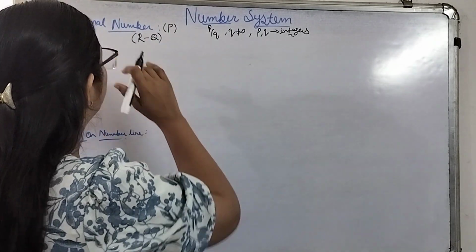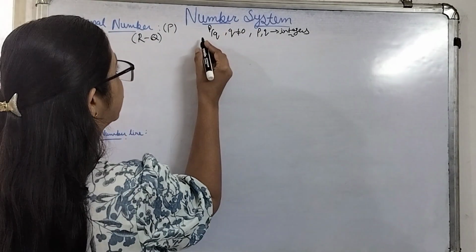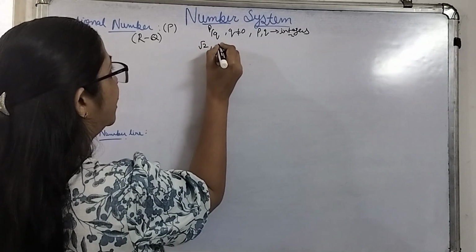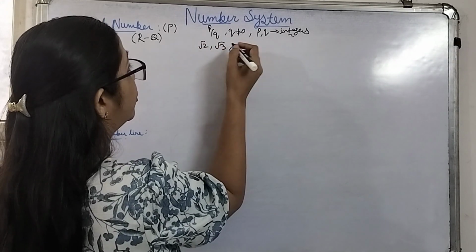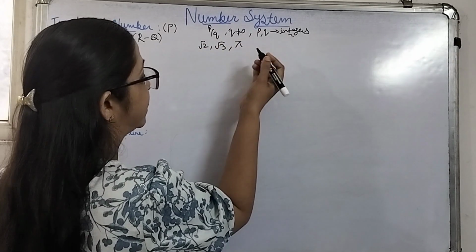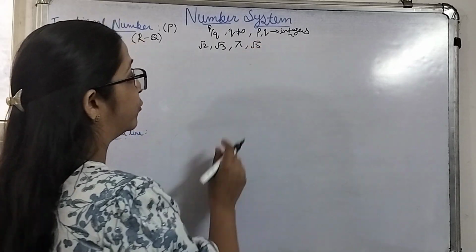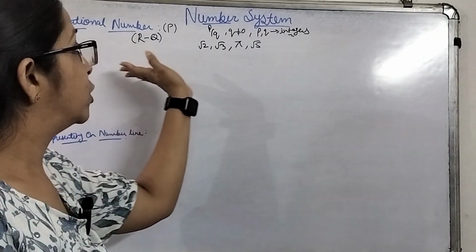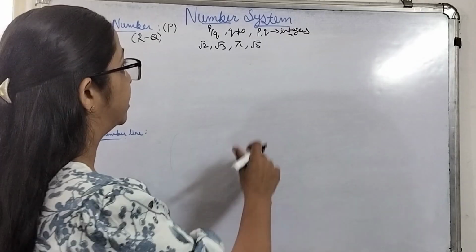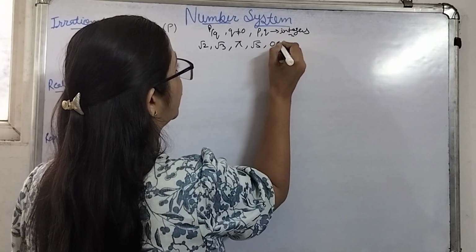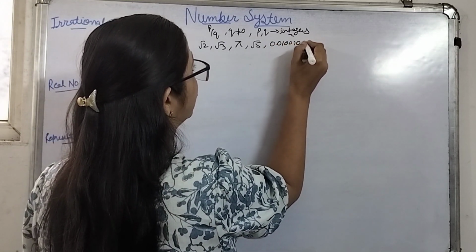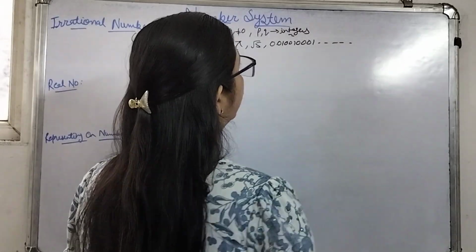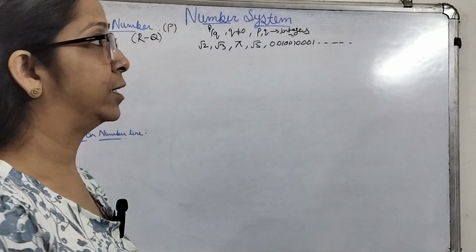So what are some examples of irrational numbers? We can take root of 2, root of 3, pi could be an example, root of 5 could be any of the examples for irrational numbers. So all these are your irrational numbers. Along with that, we can take 0.01001, 0.0001. All these are your examples of irrational numbers.